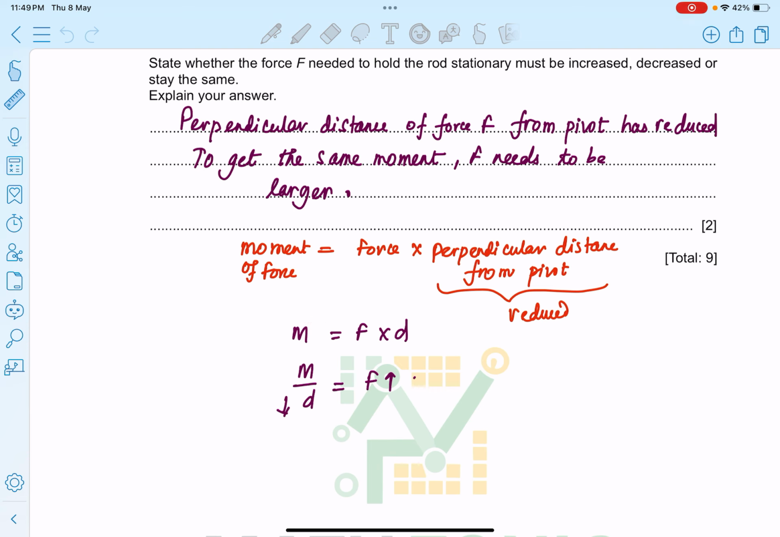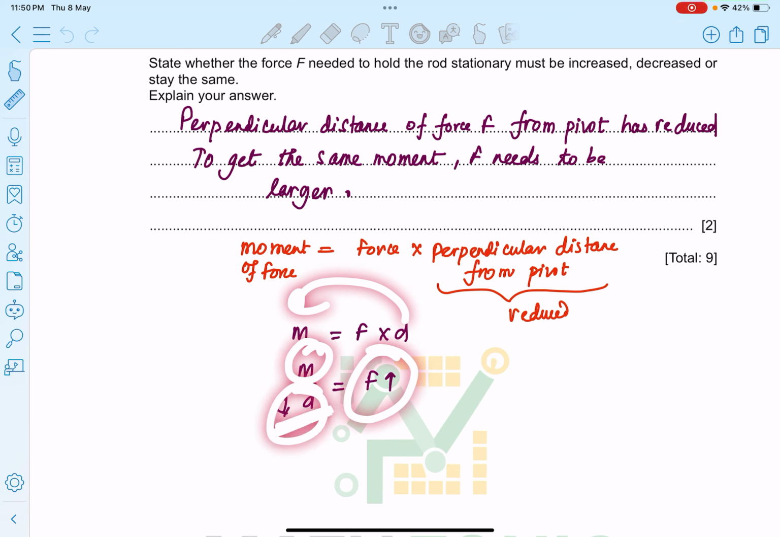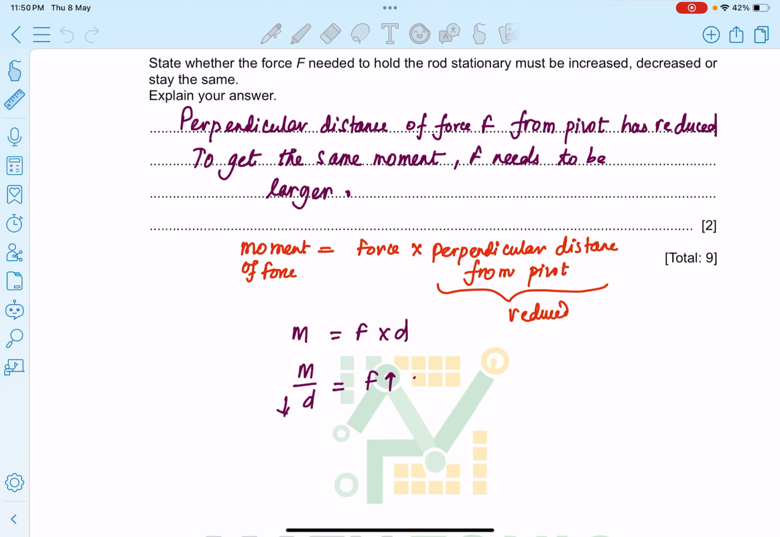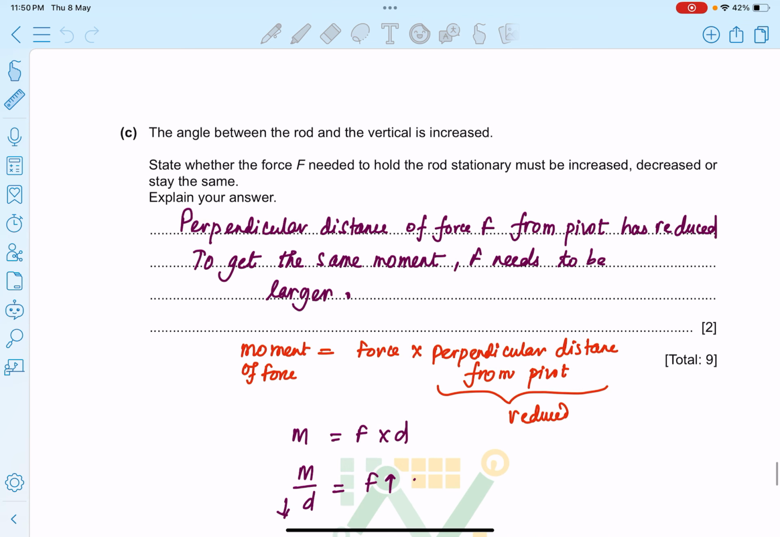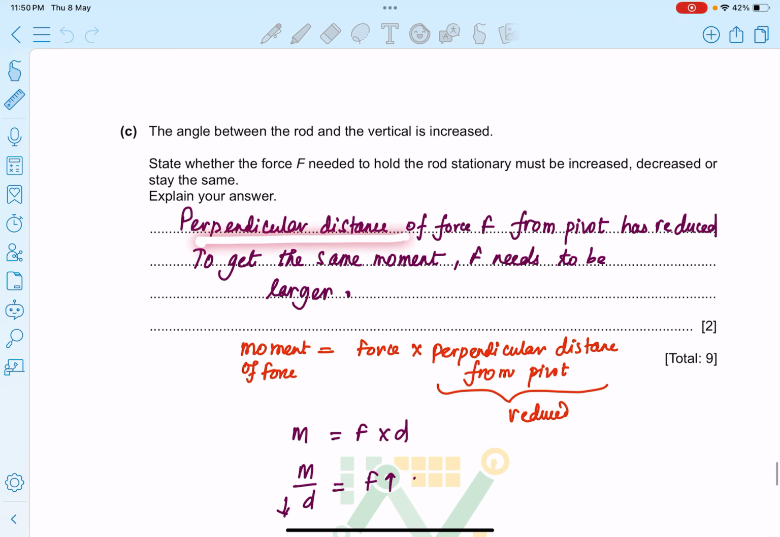That means if I take the other side, moment over distance equals force. If the perpendicular distance is decreased, then we need to keep the force increased. So I've written here: the perpendicular distance of force F from the pivot has reduced. To get the same moment, F needs to be larger, bigger, we have to make it.